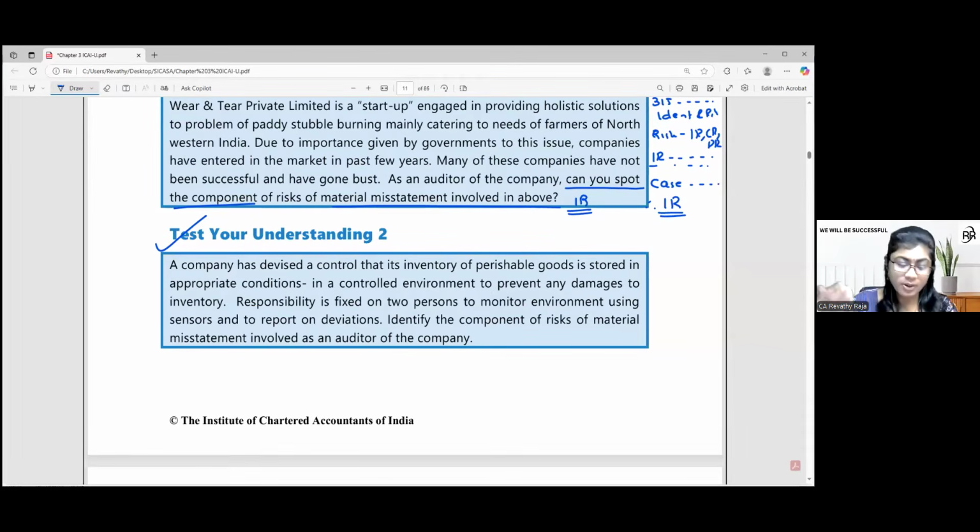Okay. Next. Company has devised a control that inventory of perishable goods is stored in appropriate condition. It is a controlled environment to prevent damages. Responsibility is fixed on a person to monitor the environment using sensors. Identify components involved. Control risk. Presentation is same. Instead of IR, put CR. You understood now?